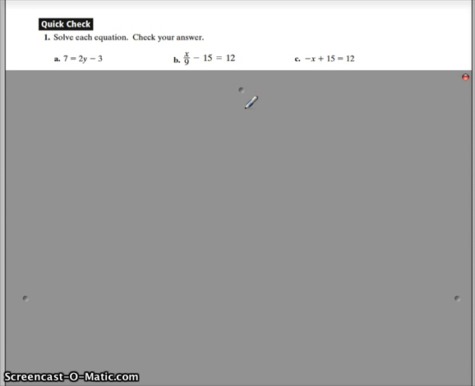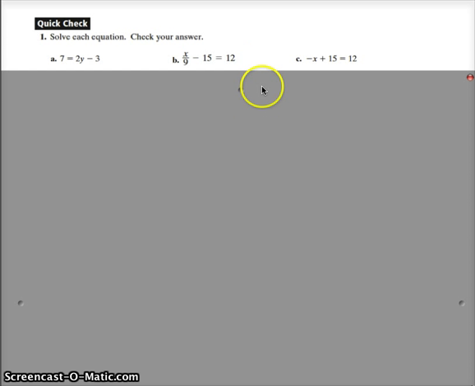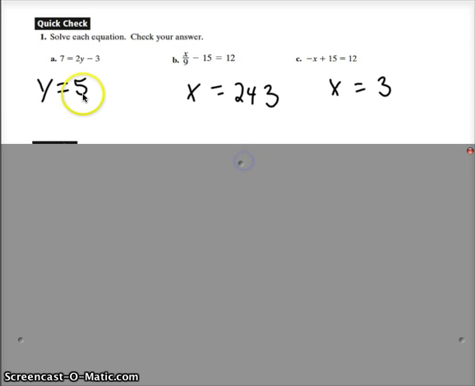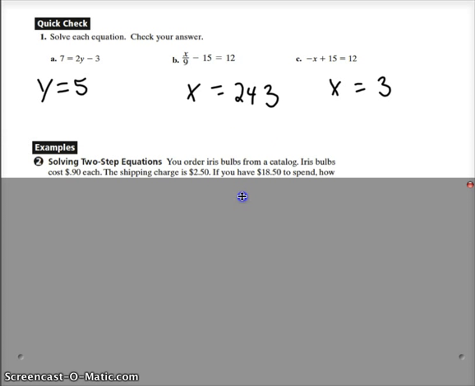If we look at the 3 answers to the quick check, let me just show you those. We've got y equals 5, x equals 243, and then x equals 3 here. If you have any questions or you can't find your mistake, please make sure you ask at the beginning of class tomorrow. Moving on to example 2.